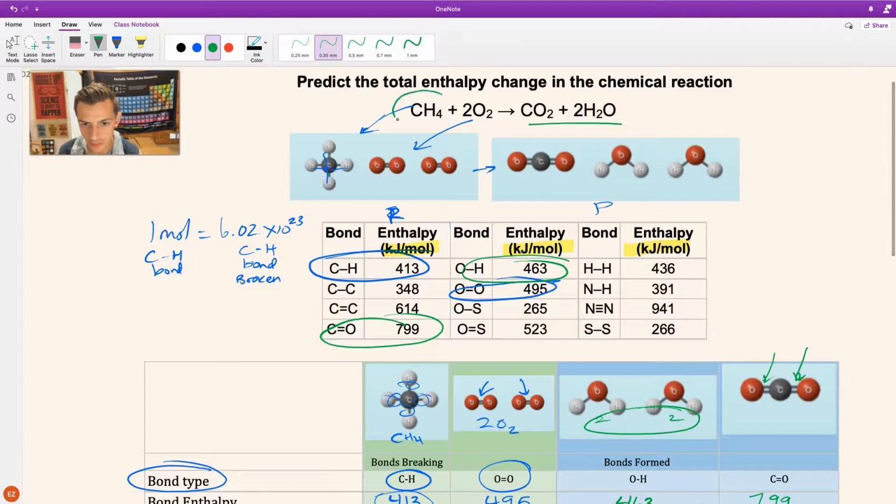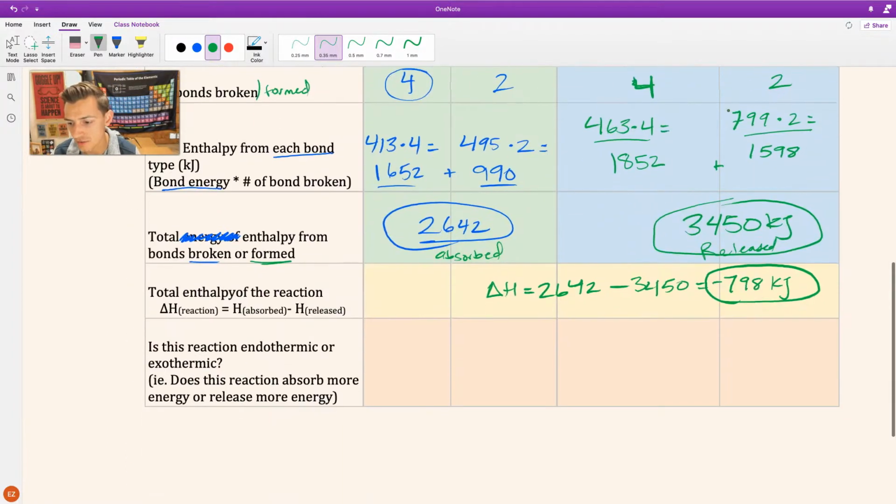We'd say that for every mole of methane that you add, you get 798 kilojoules of energy out of that, because the delta H is negative 798 kilojoules. The reason it's negative is because when I subtract the number absorbed from the number released in this equation, I get a negative value, because the number released is larger than the number absorbed. Because of the way we've written the equation, any delta H that is negative is going to be exothermic, and any delta H that is a positive number is going to be endothermic.